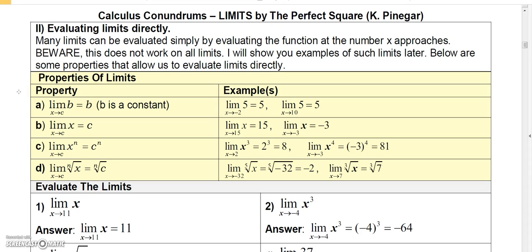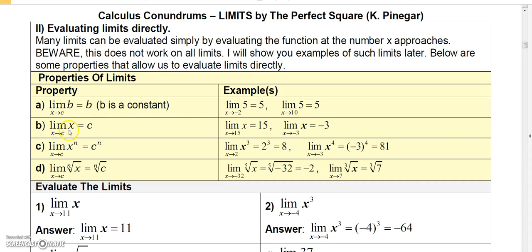Now, I'll start you with some properties here. The first property is the limit of b, where b is a constant, as x approaches any number, is always b. So the limit of a constant function, let's say you want to take the limit of the function 5 as x approaches -2. Well, it's going to equal 5. The limit of a constant is just going to equal the constant. And it doesn't matter what x approaches, the limit of 5 as x approaches 10 would be 5.